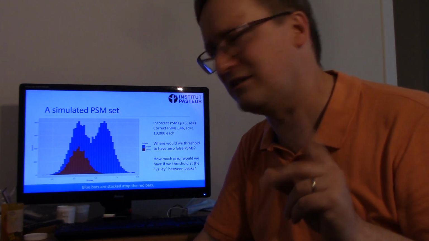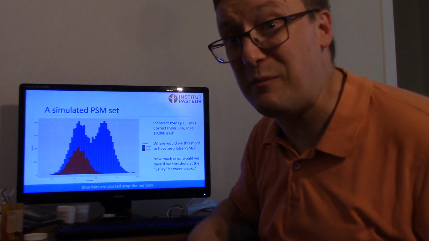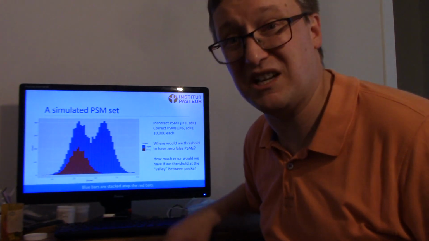But look at the cost. If you set your threshold all the way up here, you're throwing out about half of the correct peptide spectrum matches.